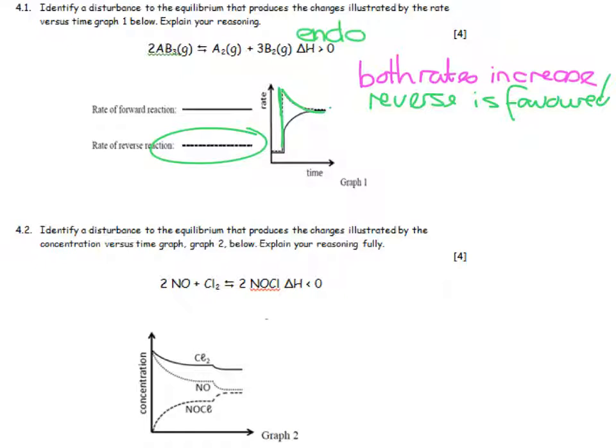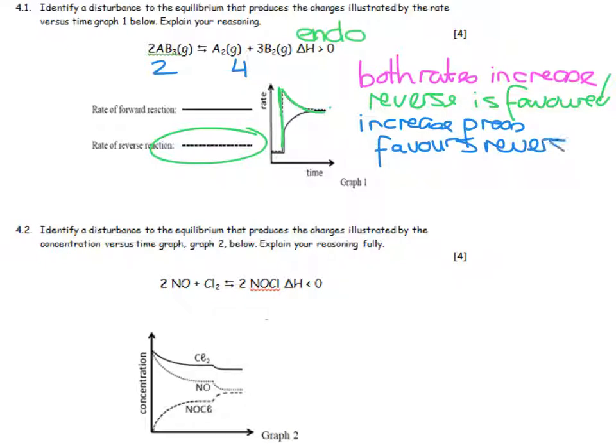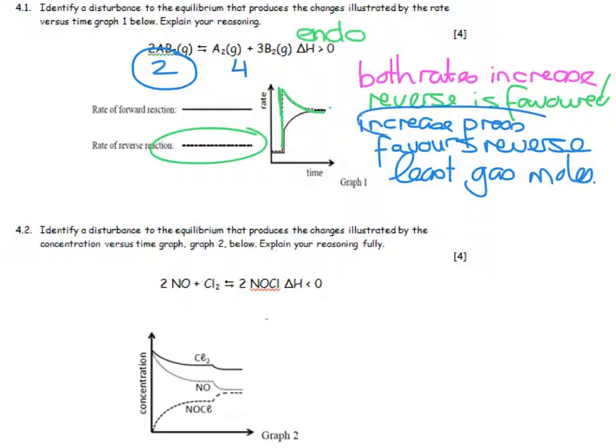Let's look at pressure. I've got 2 gas moles on this side and 4 gas moles on this side. Increased pressure favors forward. Favors reverse, because it will try to go to the side with the least gas moles. So this graph is showing me that I have got an increase in pressure.